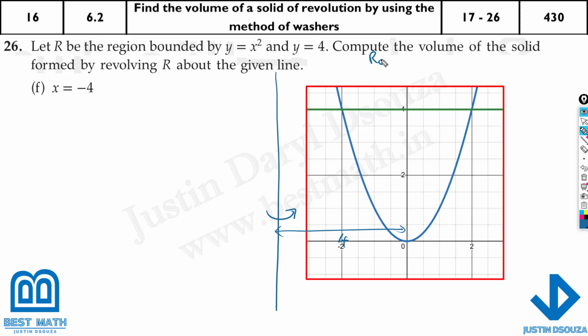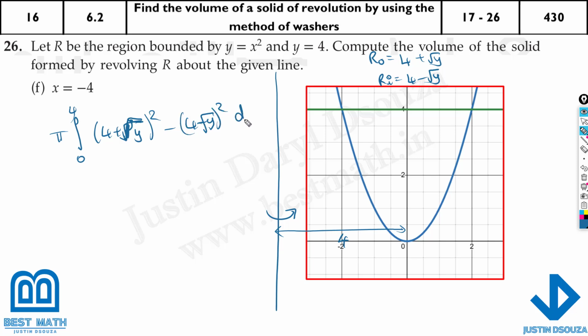So the outer radius RO will be 4 plus the square root y. Inner radius is 4 minus the square root y, just like the previous one. Here we have 0 to 4, pi is outside. 4 plus square root y, the whole square minus 4 minus square root y, the whole square dy. So that's it. You put that in the calculator.